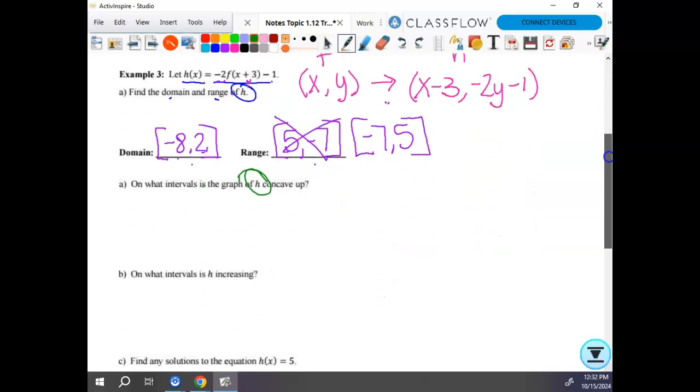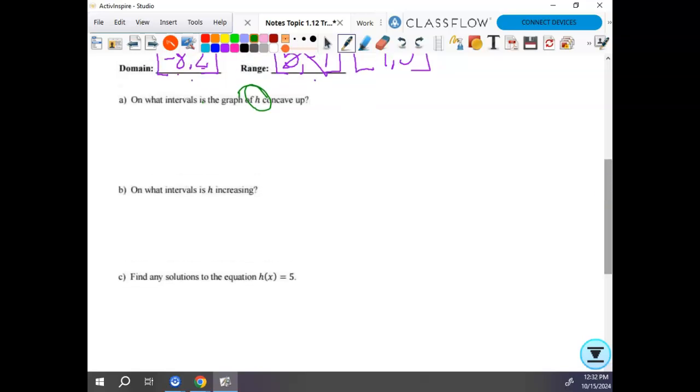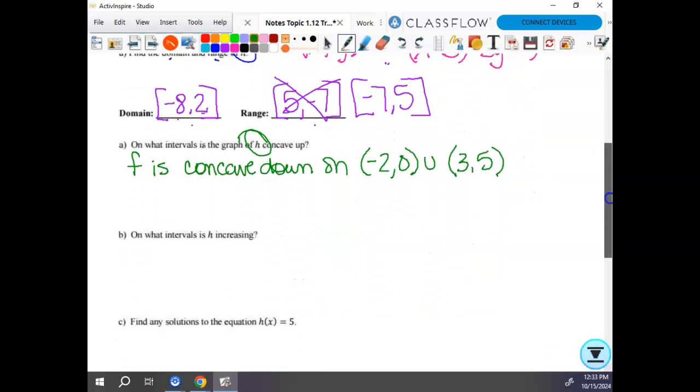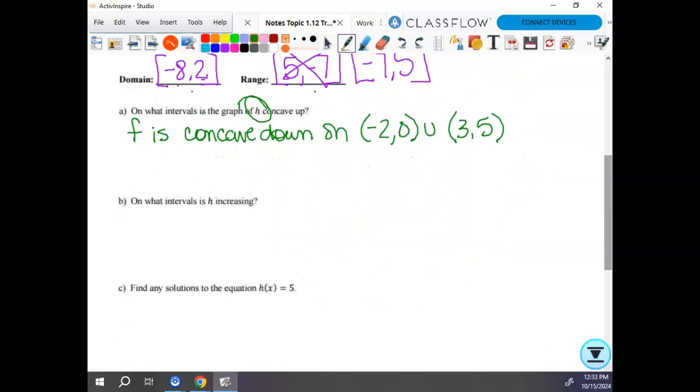So then what we're going to write here is that f is concave down on, where does it start to be concave down? -2, good, to what? 0, good. And then 3 to 5. Is that right? Make sure y'all agree with me. 3 to 5. Yeah. All right, that's when f is concave down.